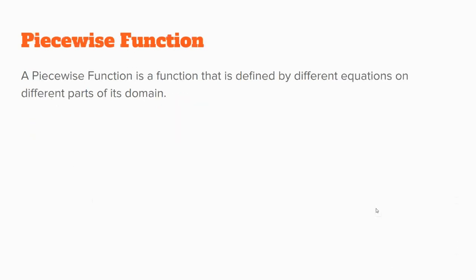Let's go to piecewise functions. A piecewise function is a function that is defined by different equations on different parts of its domain. I'll give you an example. So f(x) equals x plus 3 if x is greater than 0, and f(x) equals negative x if x is smaller than or equal to 0.